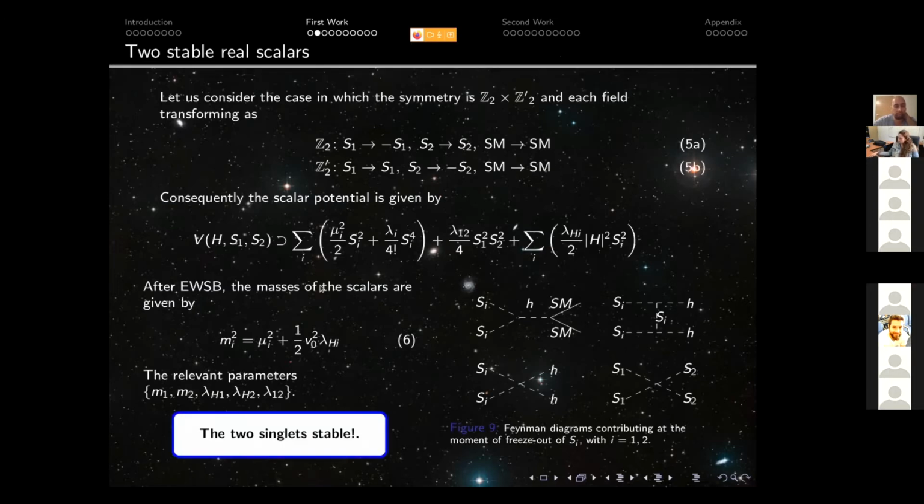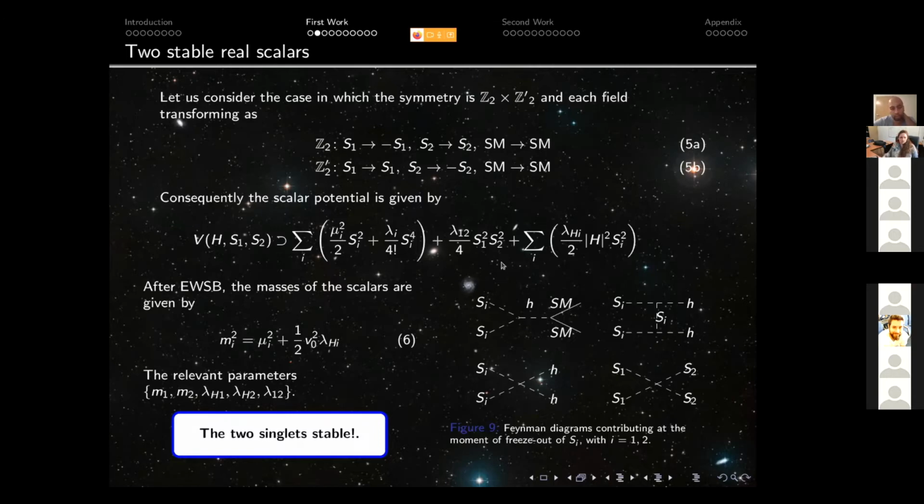So the extension is very simple. You have the two scalars, which each transform under their own discrete symmetry, whereas the standard model content transforms in a trivial way under these two symmetries. So you end up with this potential. Now you can see that you have the typical terms of a gauge singlet, and the two Higgs portals, for instance, on the right, but also you get this interaction term between the two scalars.